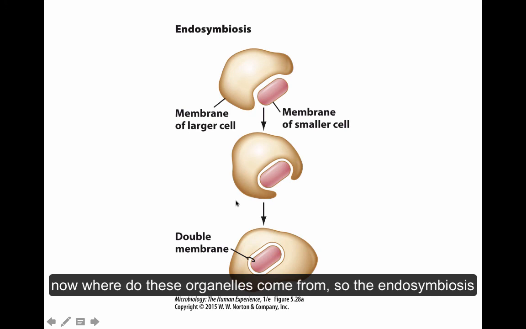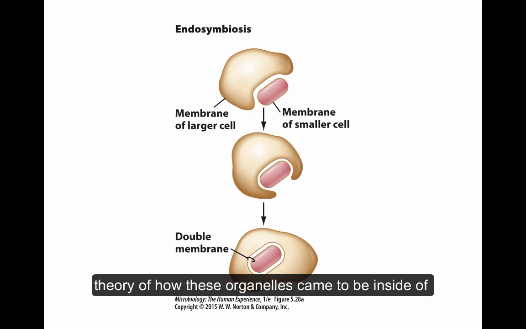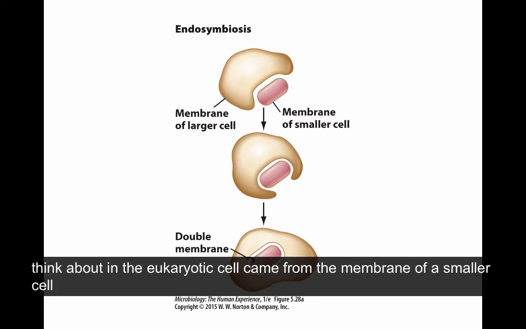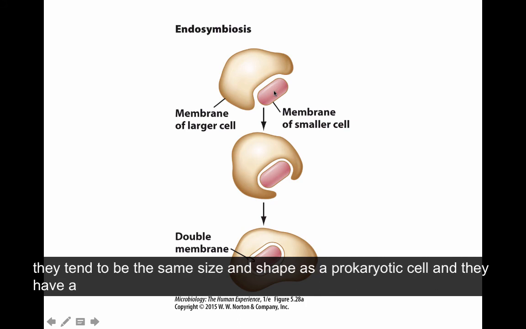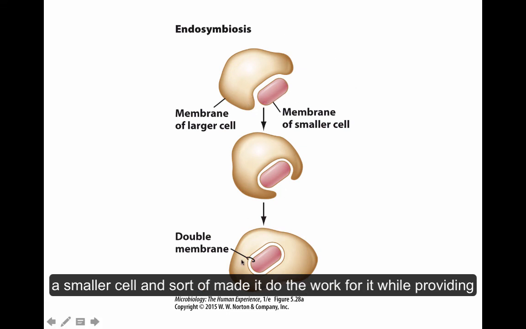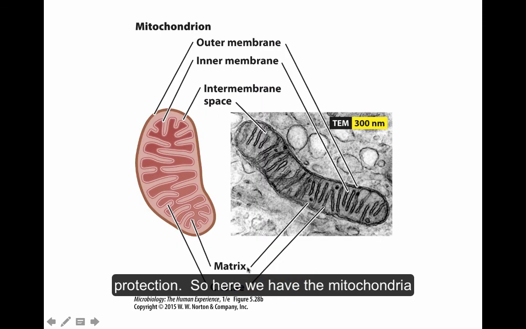Now, where did these organelles come from? Endosymbiosis is sort of a theory that we have about how these different organelles came to be inside of the eukaryotic cell. So the mitochondria and the chloroplasts that we think about in the eukaryotic cell came from the membrane of a smaller cell. They tend to be the same size and shape as a prokaryotic cell, and they have a lot of the same characteristics. So it's thought that a larger cell engulfed a smaller cell and sort of made it do the work for it while providing protection.